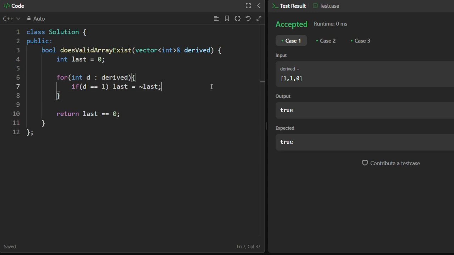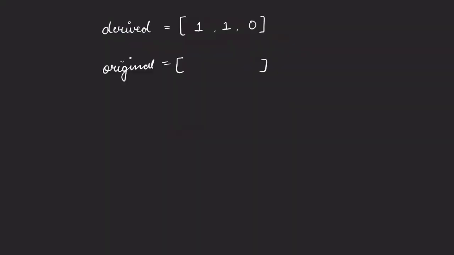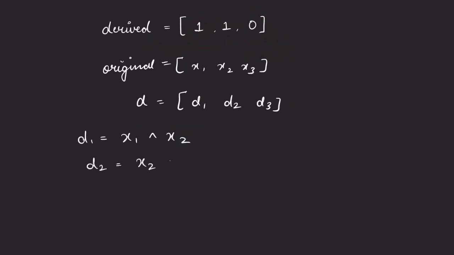Now there is one more approach with which we can solve this problem. So let's look at that approach as well. See, if my original array is x1, x2, x3 and my derived array is, let's suppose, d1, d2, d3, right? So d1 will be the XOR of x1 and x2, d2 will be the XOR of x2 and x3, d3 will be the XOR of x3 and x1, right? This is what will happen.